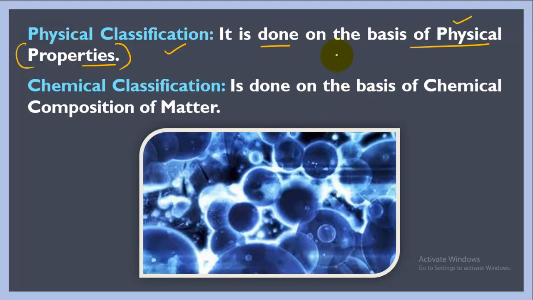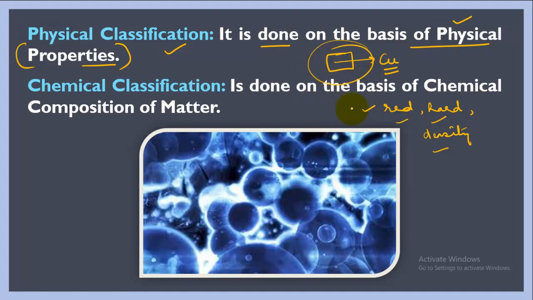For example, if I give you a piece of copper, on looking at it you can make out that it possesses a red color. As you know, copper is reddish brown, so you can say that it is red in color, and by looking at it you'll say that yes, it is quite hard. That means it is not soft, it is quite hard. Because it is hard, obviously its density is also going to be on a higher side. So these things which you can make out just by looking at it are called physical properties.